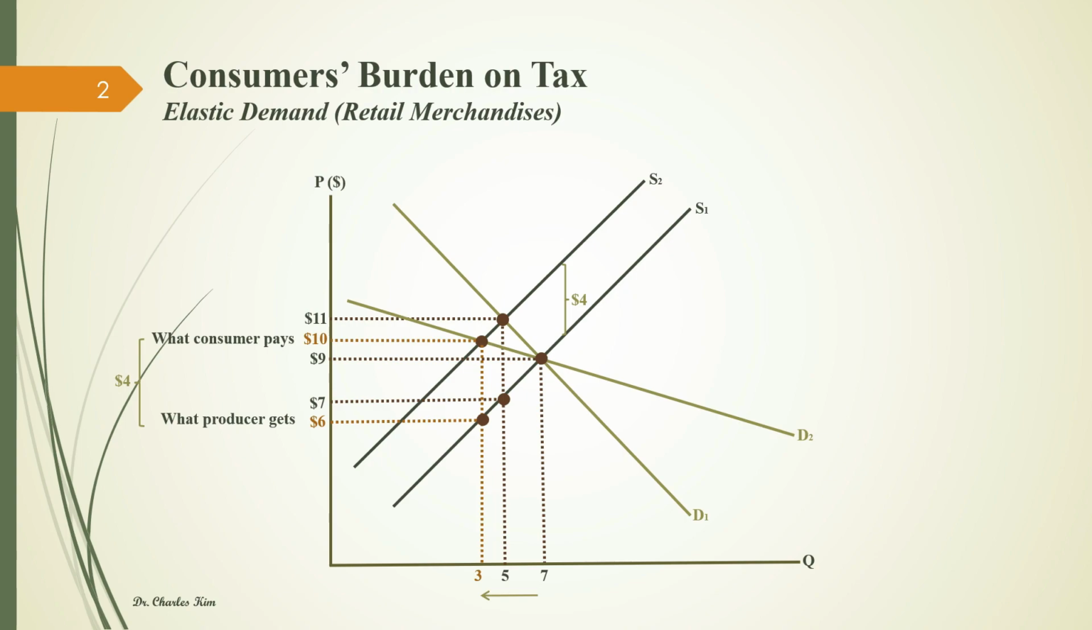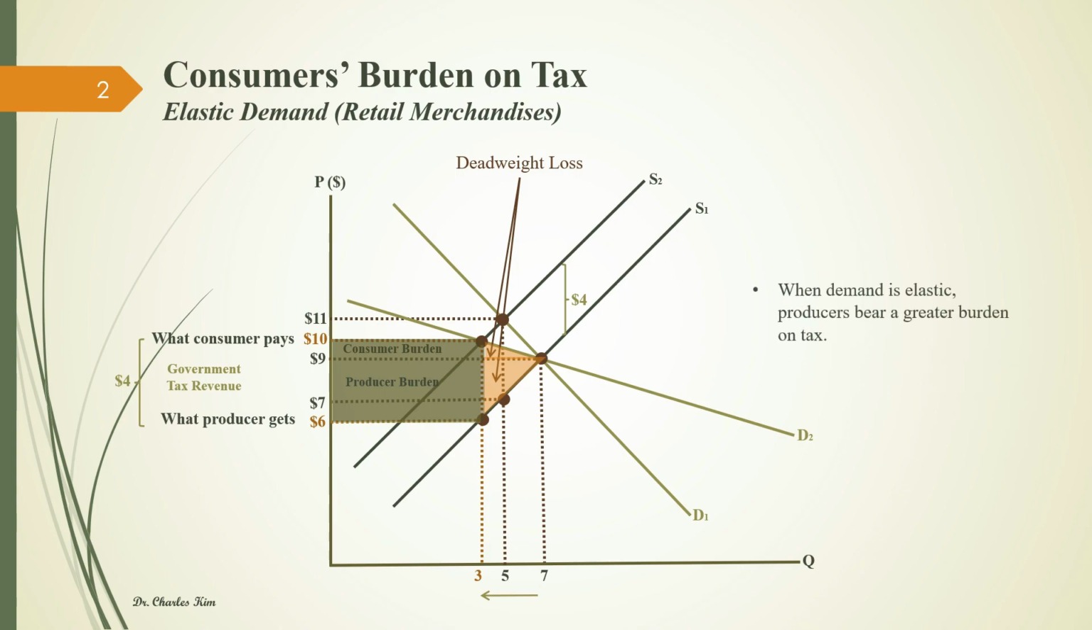The smaller rectangle represents consumers' tax burden, and the larger rectangle symbolizes producers' tax burden. The darker rectangular box indicates the government tax revenue. As a result of this $4 tax increase, social or deadweight loss is generated as well. To sum up, when the demand is elastic, producers bear a greater burden on tax.